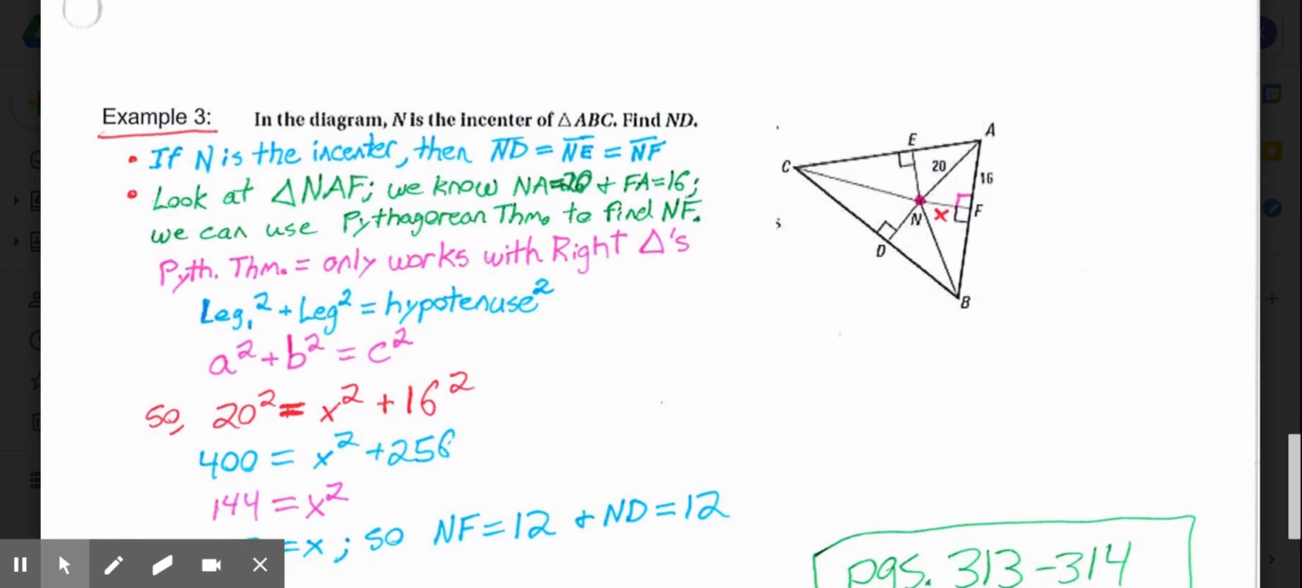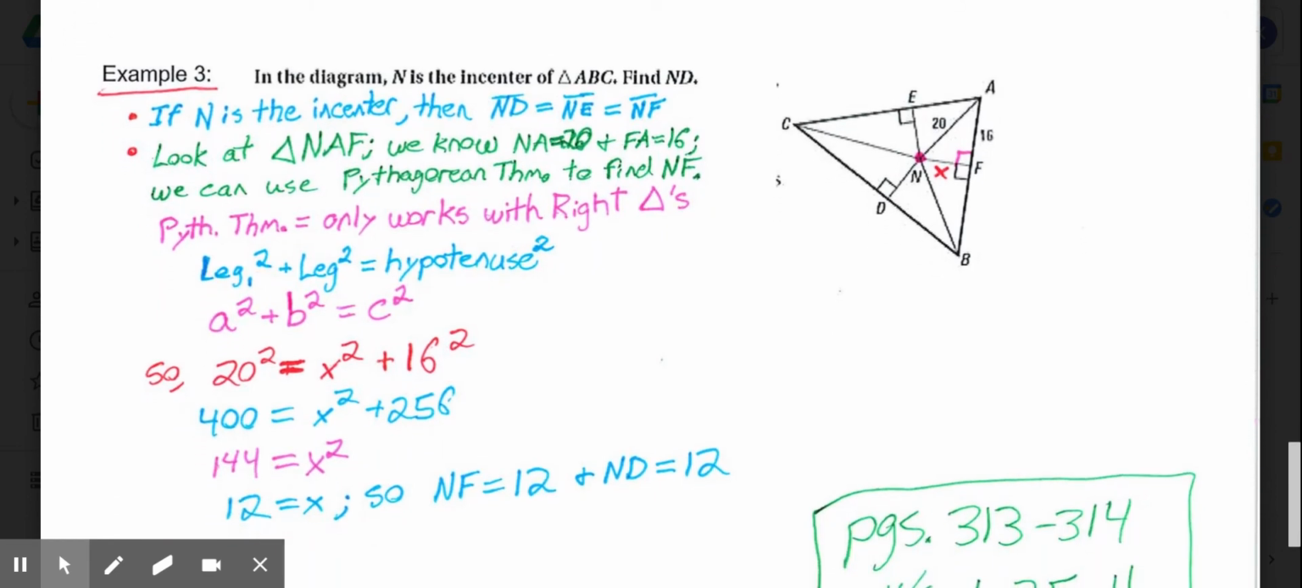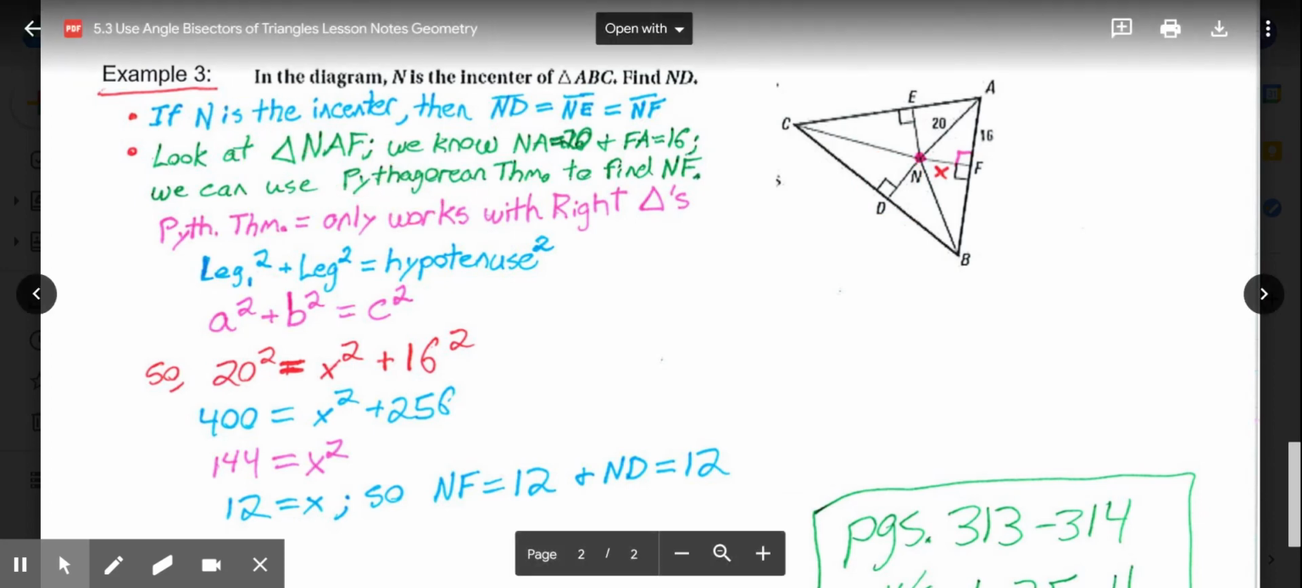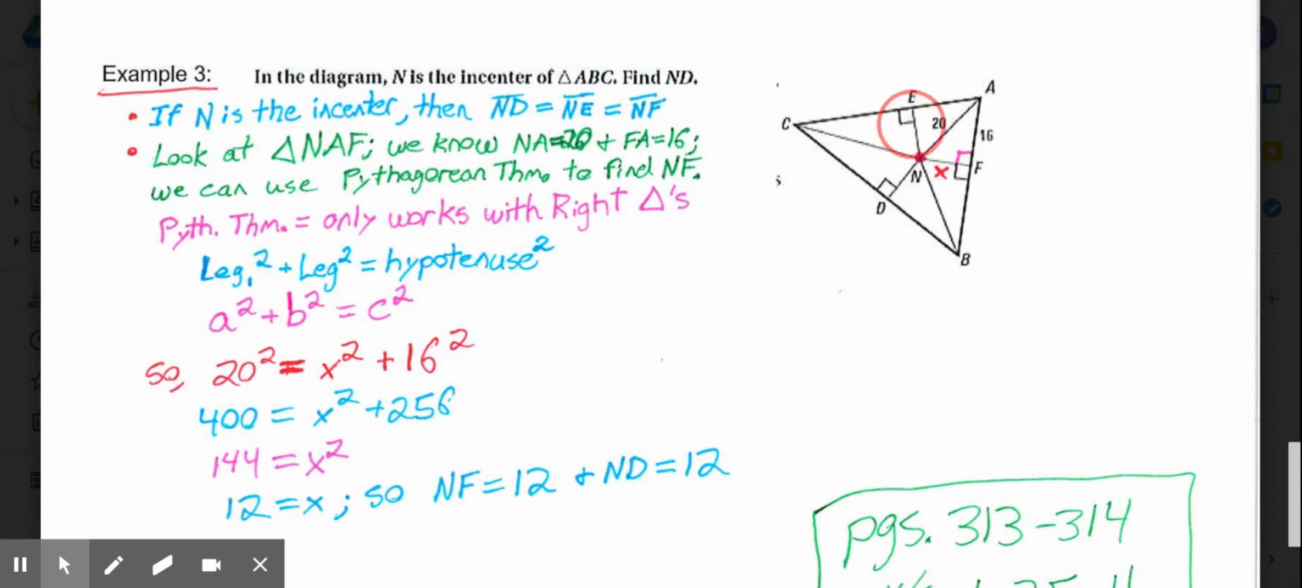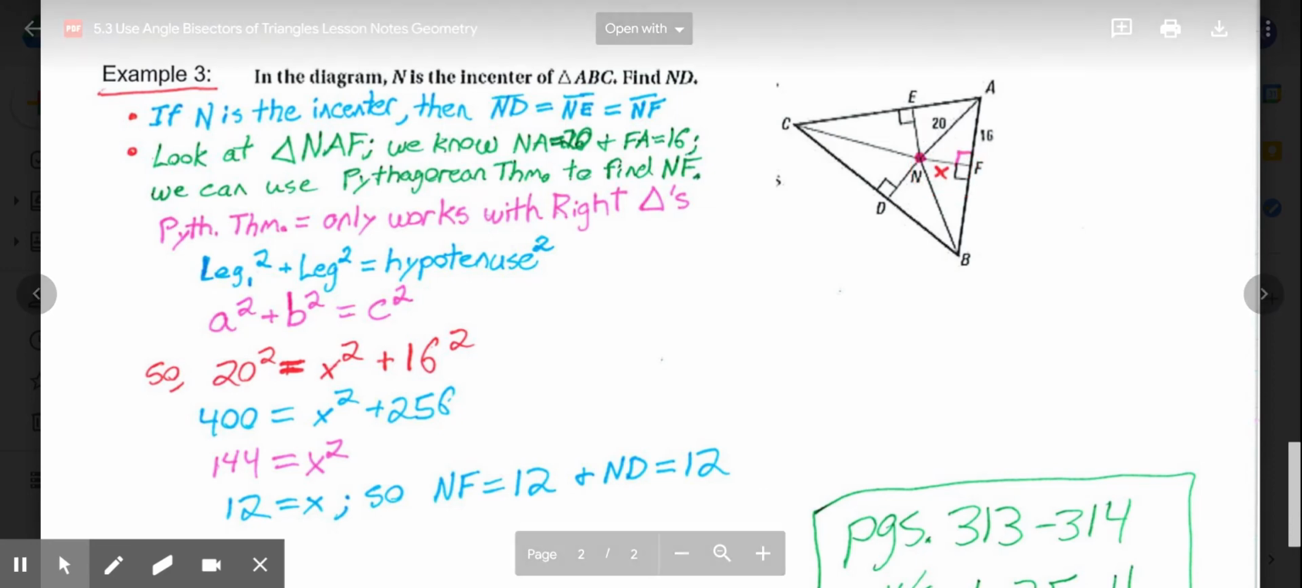And then we get to our final example for today, example 3. It tells us in the diagram, N is the incenter of triangle ABC. Find the distance ND. So we're finding the distance from N to D. So what do we know? If N is the incenter, we know that the segments ND, NE, and NF are all equal. They're all the same length.